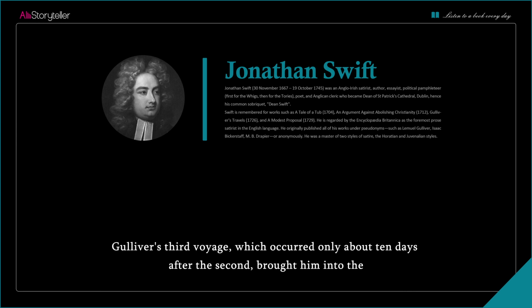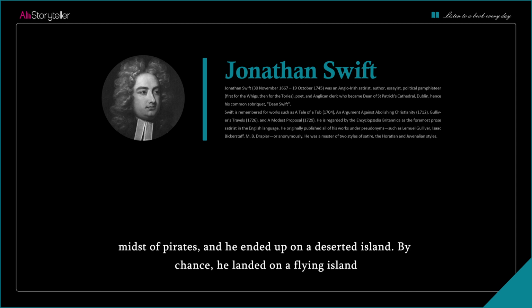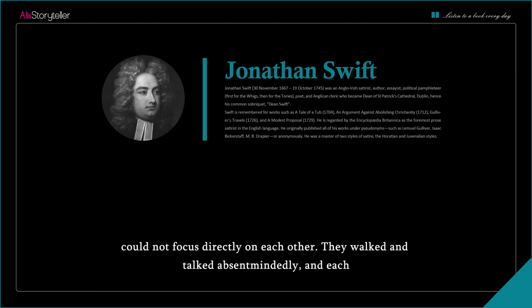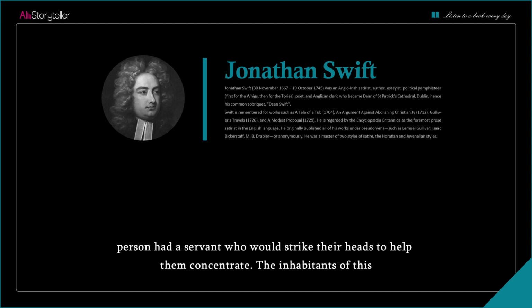Gulliver's third voyage, which occurred only about 10 days after the second, brought him into the midst of pirates, and he ended up on a deserted island. By chance, he landed on a flying island inhabited by a group of peculiar beings. Their heads were inclined to one side, and their eyes could not focus directly on each other. They walked and talked absent-mindedly, and each person had a servant who would strike their heads to help them concentrate.